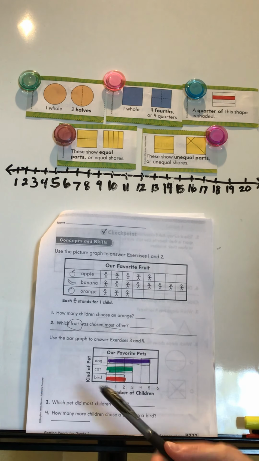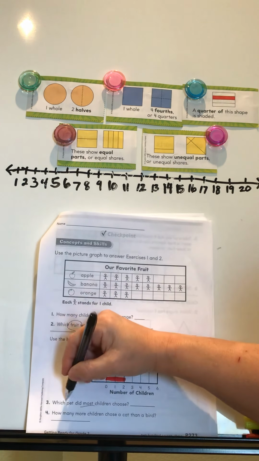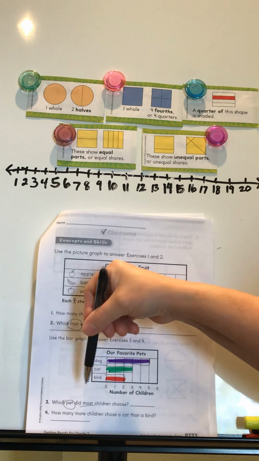Number 3, which pet did most children choose? So which pet got the most votes? If it says pet, you need to put the name of the pet. Did dog get the most, cat, or bird?